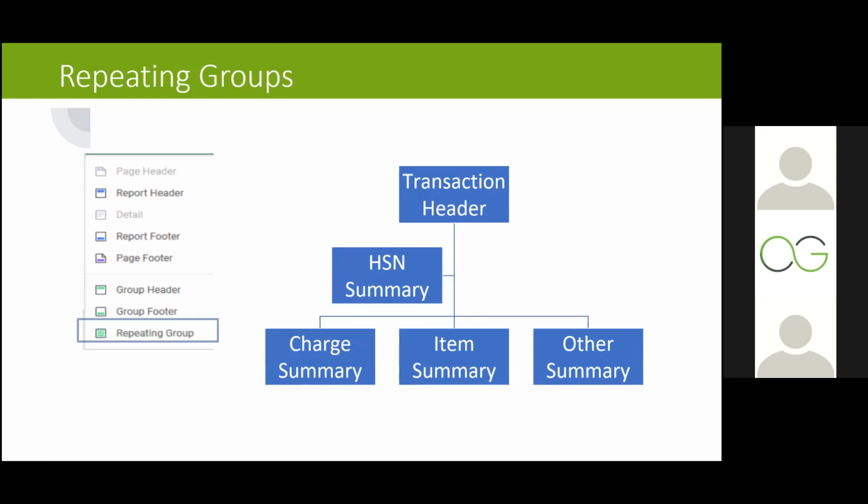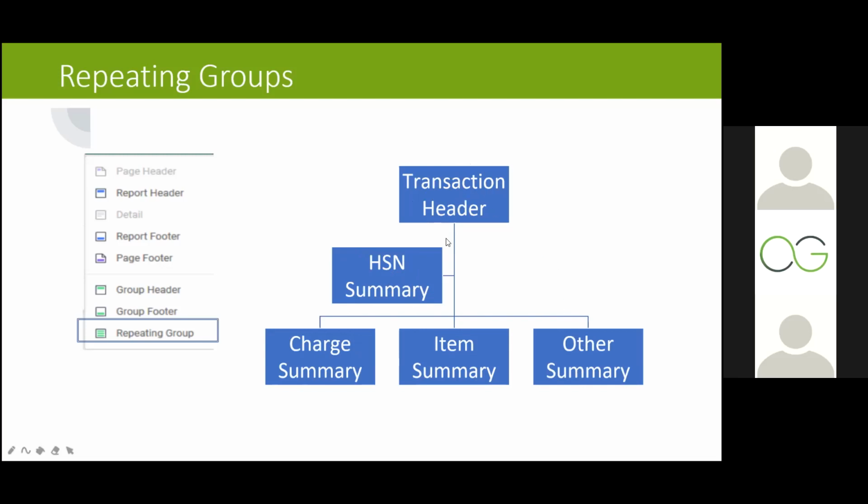Okay, coming to the last option, which we have not covered in the previous webinars, is your repeating group. If you understand the Genesis data structure, you would know that there is a transaction, and corresponding to the transaction there are multiple child attributes. So it's one parent and multiple children, and all the children are different from each other, in the sense that a transaction header can have just one HSN summary, it can have multiple charge summaries, and of course it can have multiple item summaries as well. So there are many combinations, and there could be other summaries as well, right?